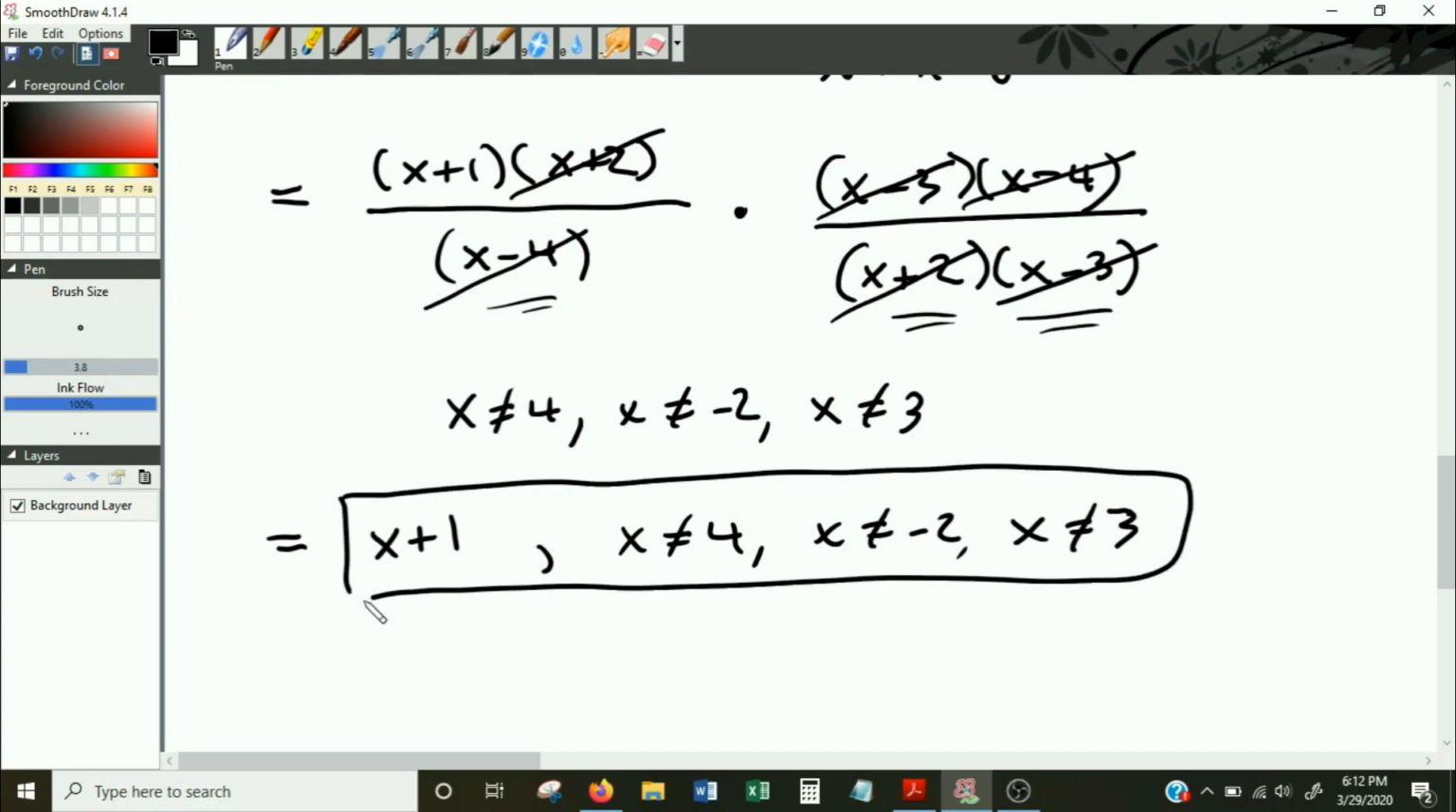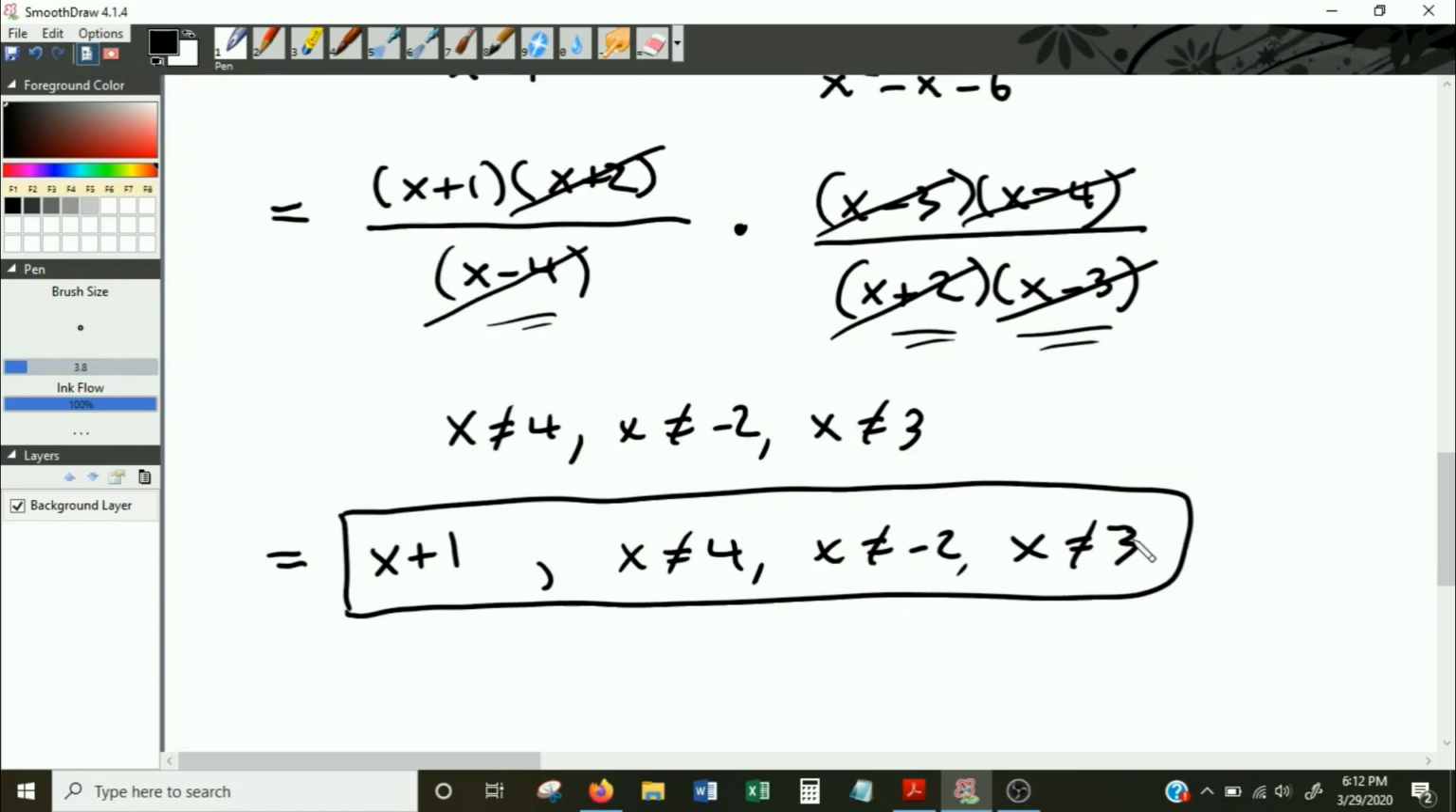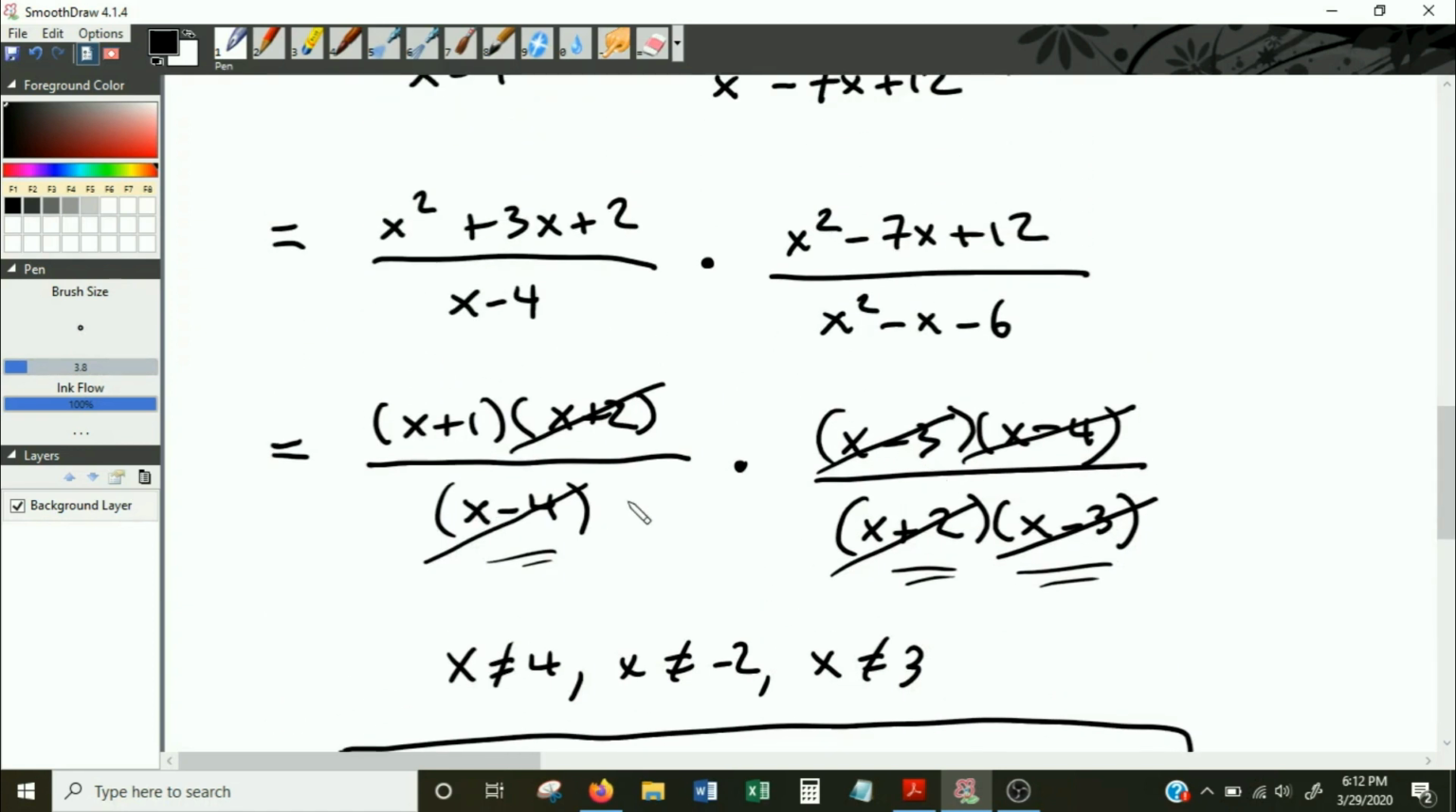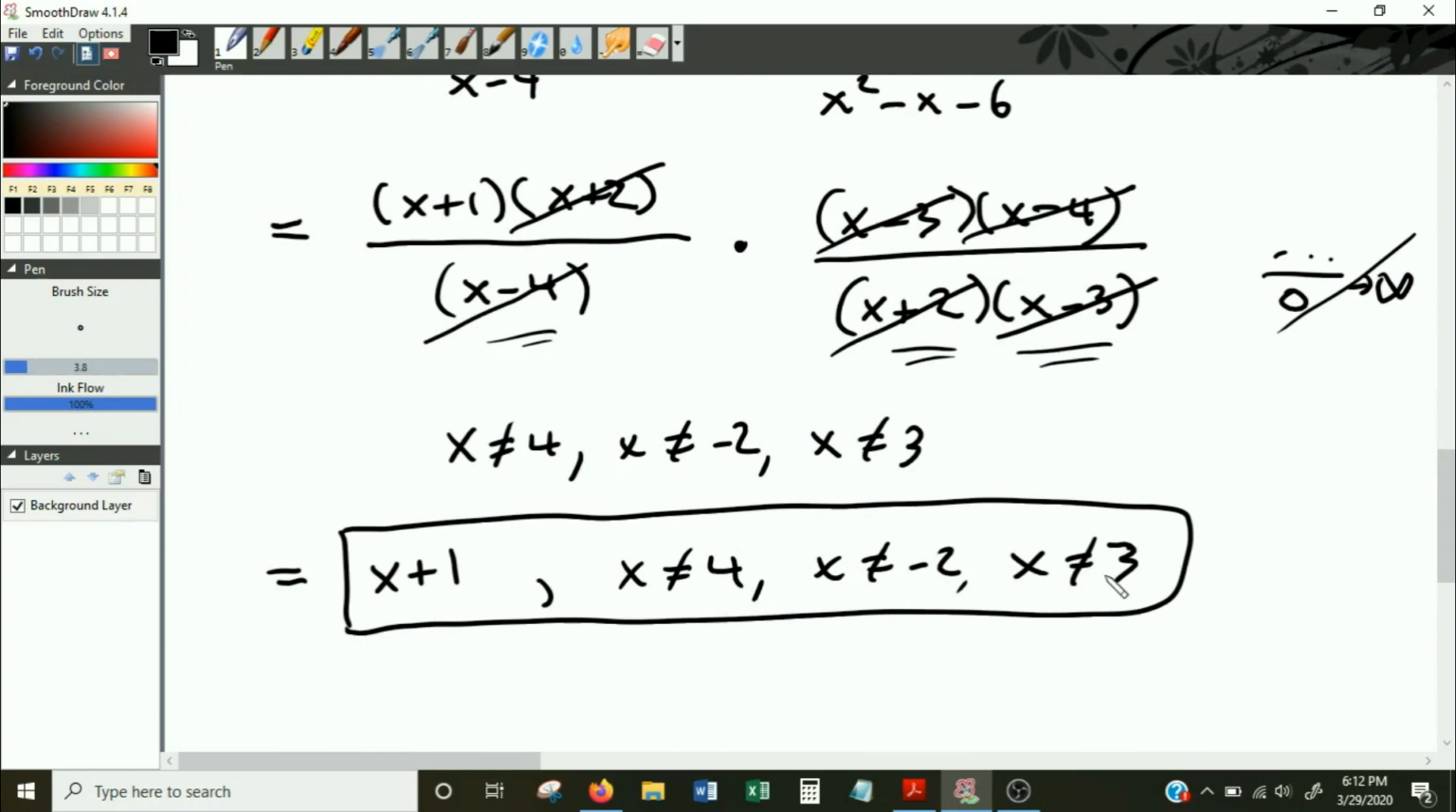And once again, it has to be that x can't be 4, -2, or 3, because if we go back over here, if I plug 4, -2, or 3 in here, it would cause these to be something divided by 0, which goes to infinity. And we can't have that. So that's why we have these restrictions.